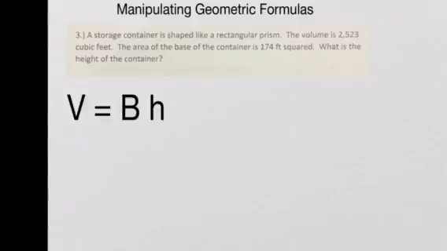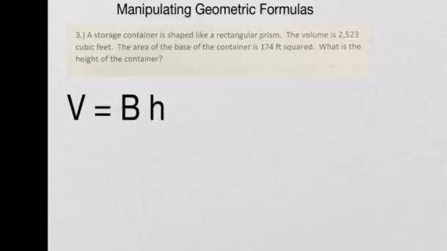Today we're going to be looking at manipulating geometric figures. So starting with checkpoint 4 review, question number 3. A storage container is shaped like a rectangular prism. The volume is 2,523 cubic feet. The area of the base of the container is 174 feet squared. What is the height of the container?